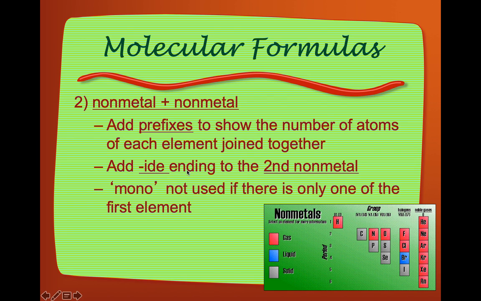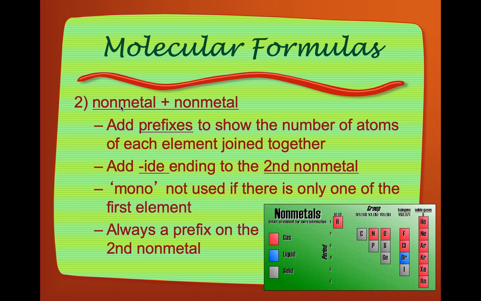That's the idea here. We don't put mono if there's only one of the first element. So if there was just one nonmetal to start with, you would just put its name. However, there is always a prefix, including mono, on the second. And you'll see an example like that, which we'll do together. So there's always a prefix on the second nonmetal. The only time there's not a prefix is if there's only one of the first nonmetal. It's just a naming rule that someone came up with and everybody followed. So we got to keep following it. Otherwise, what we write won't make sense and match other chemists.